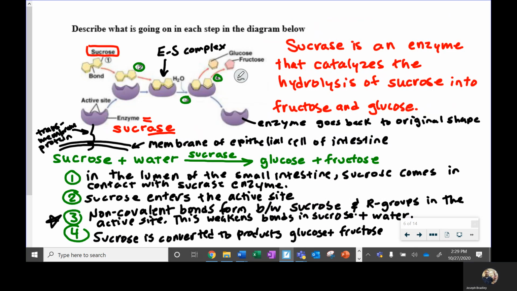So what this is showing is a specific type of enzyme. This is an enzyme called sucrase, and this is showing the different steps of the breakdown of sucrose into glucose and fructose.